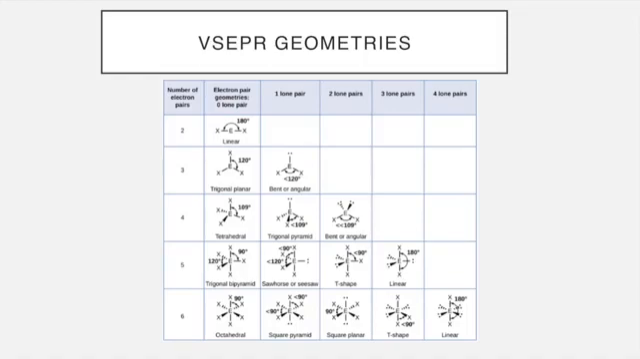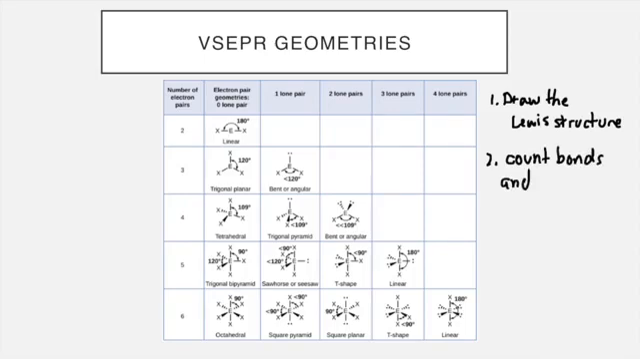All right, so here is a chart of all the VSEPR geometries. So here's how you use it. So basically, what you do when you are using a chart like this, the first thing you always want to do is draw the Lewis structure. Then what you're going to do is look at the central atom, just the one in the middle of the molecule. You don't really care about the ones on the outside of the molecule for this. You're only looking at the central atom. You're going to count bonds and lone pairs.